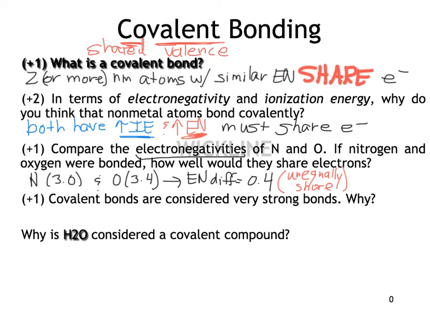So I just wrote down that they would unequally share electrons. Also this means that they would have a covalent bond. Since you have to share electrons when the electronegativity difference is low, that also means that when the electronegativity difference is low, you have a covalent bond.